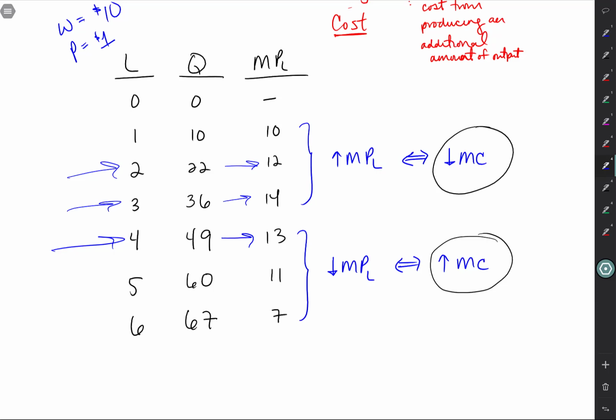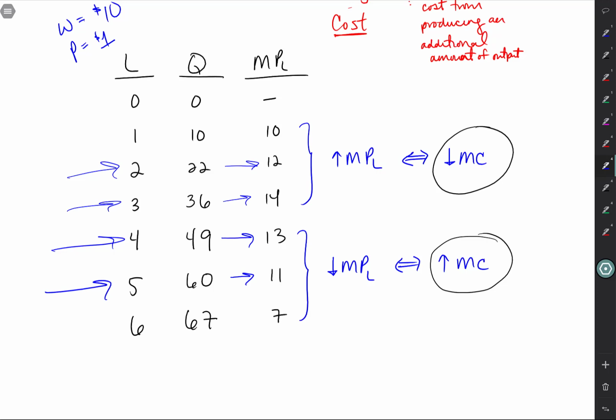Should you employ the 5th hour? Yeah, the 5th hour costs you $10, and it's bringing in 11 units. It's making 11 units times $1 a pop, so it's bringing in $11. The 5th hour is profitable. Employ it. Remember, principles of chapter 1. Rational decisions are made at the margin. At the margin, the 5th hour is profitable.